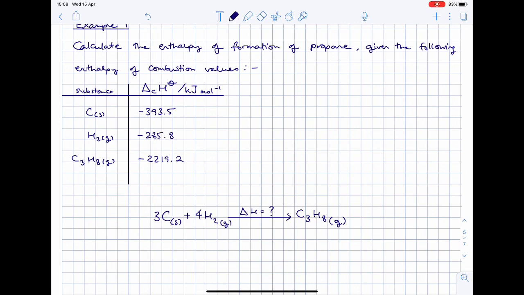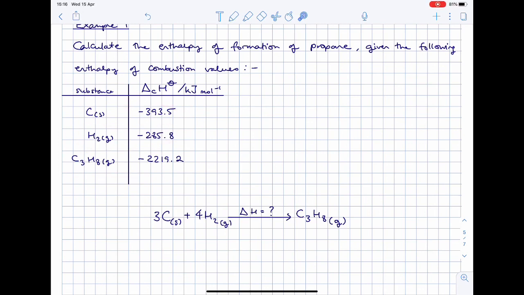So the next thing we're going to do is write the equations for the enthalpy changes we're given, and then we can use those equations to construct an alternative route from the reactants to products. Rather than go from here to here directly, we're going to use an alternative route using equations that we're going to construct using these values.